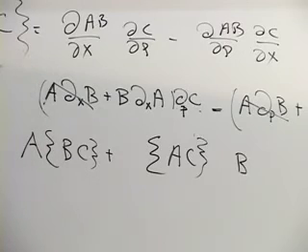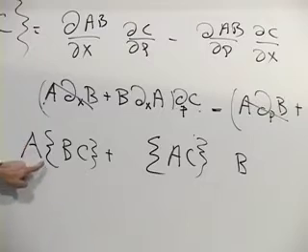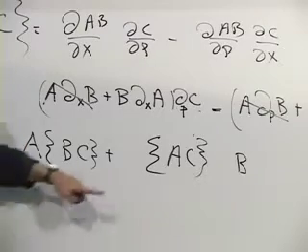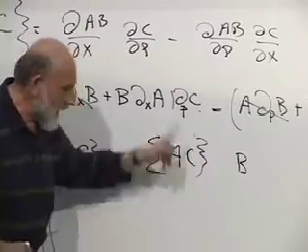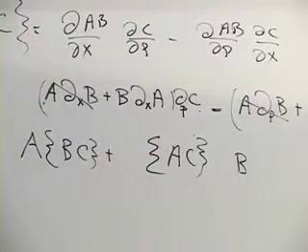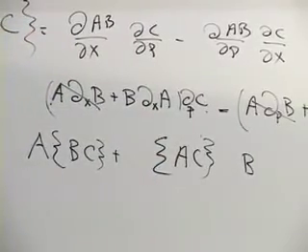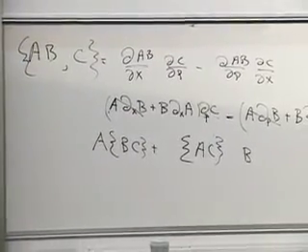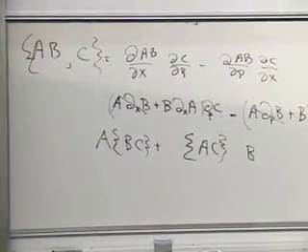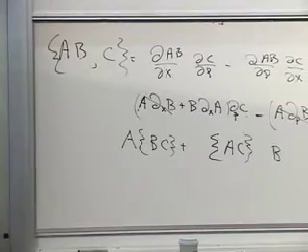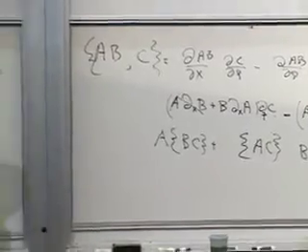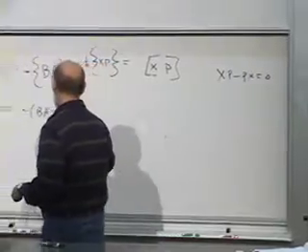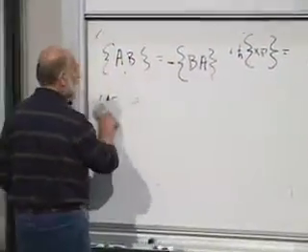It says if you have AB Poissoned with C, it gives you A times B Poissoned with C plus B times A Poissoned with C. It's a simple rule that will carry you a long ways in calculating Poisson brackets. Let's compare it with commutators. Let's do the corresponding thing. Let's ask, could it be the same for commutators?